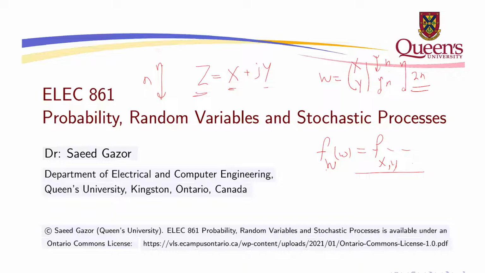One of the rare cases that is easier to manipulate is the circular symmetry case, which we will discuss in this video. And this case is prevalent in many applications in communication systems, sonar, mammography, and anywhere that you have a baseband representation of a narrowband signal.